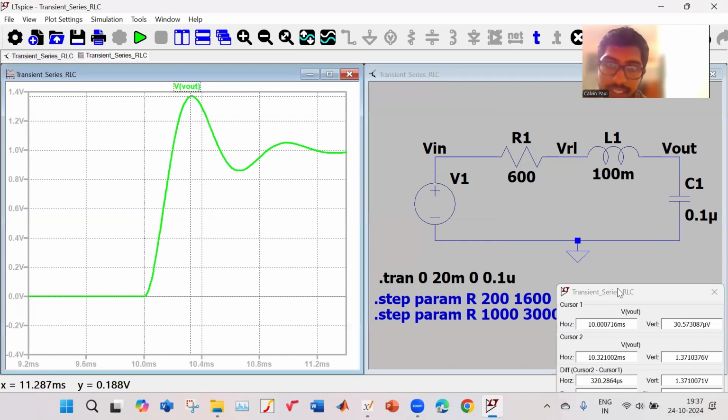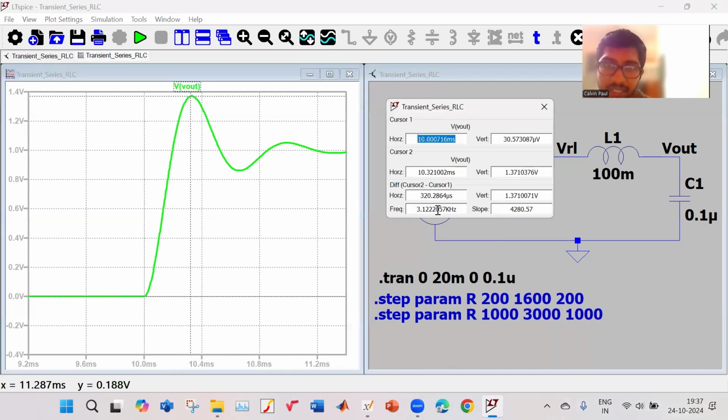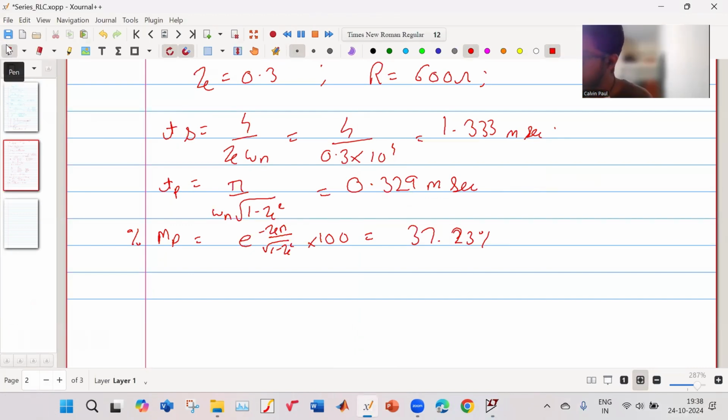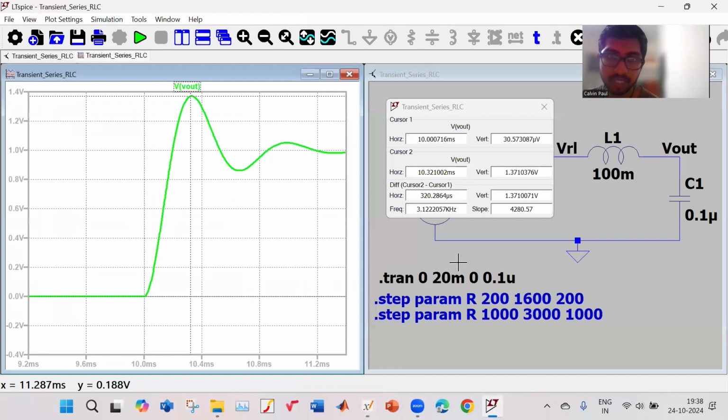So you can see that the time it is taking is 320.2864 microseconds. This is the peak time. And according to our calculation, we got it to be 0.329 millisecond. So 0.329 millisecond can be written as 329 microseconds. So it is closely matching.